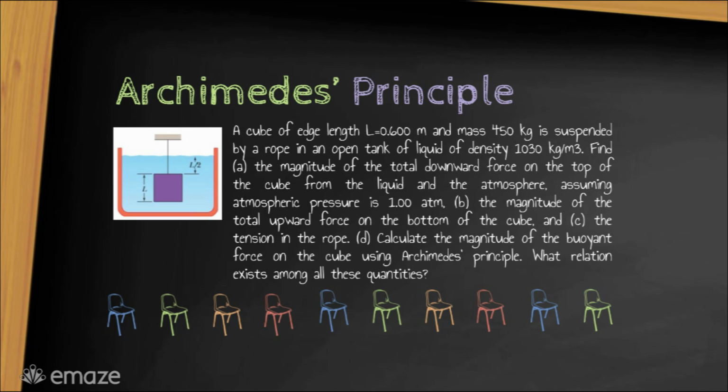Find A. The magnitude of the total downward force on the top of the cube from the liquid and the atmosphere, assuming atmospheric pressure is 1 atmosphere. B. The magnitude of the total upward force on the bottom of the cube. C. The tension in the rope. And D. Calculate the magnitude of the buoyant force on the cube using Archimedes' principle. What relation exists among all these quantities?